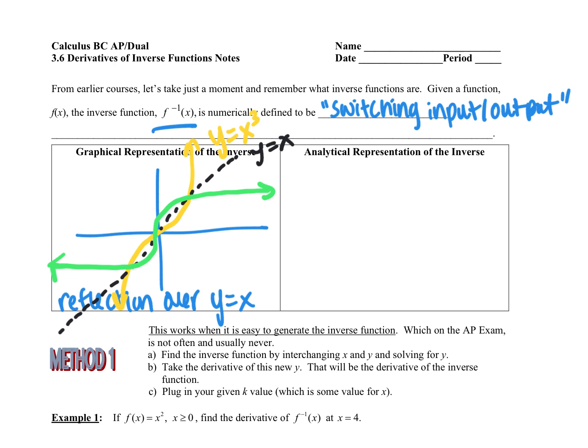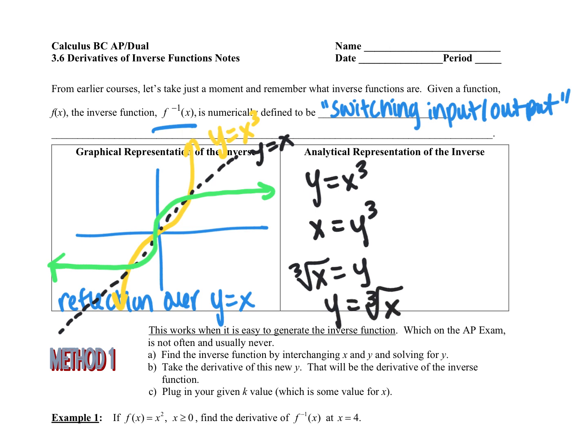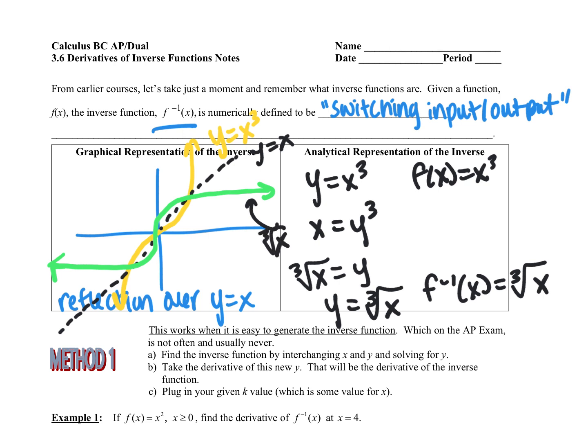And if we wanted to find that equation analytically, we would start with y equals x cubed. Usually we start by switching the x and the y values, and then we solve for y. So here we would take the cube root of both sides, and we get y is equal to the cube root of x. And so that is the inverse if f of x is the starting function x cubed. So this guy here, this green one, is the cube root of x.